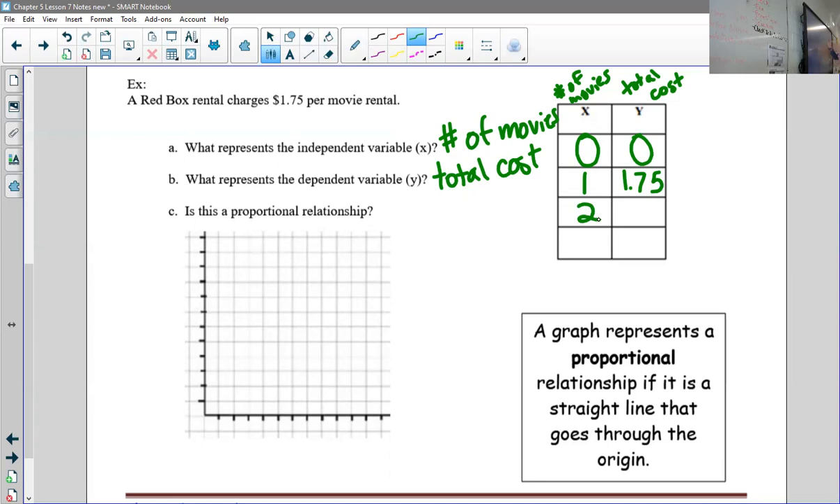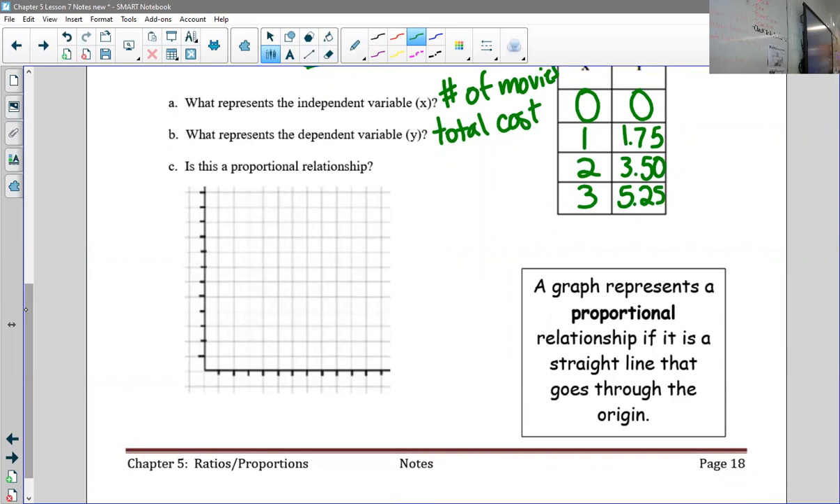Up here it says it's $1.75 per movie. Per is a multiplying word. So 2 times $1.75, that would be $3.50. And then if I wanted to rent 3 movies, then I would have to pay $5.25. Again, because that would be 3 times 1.75. You guys can use your calculators if you're not so good at multiplying decimals.